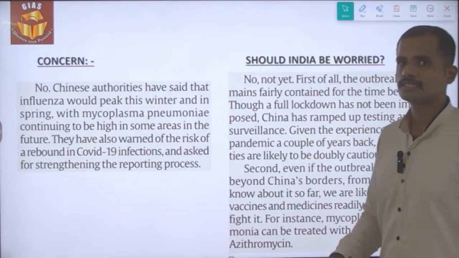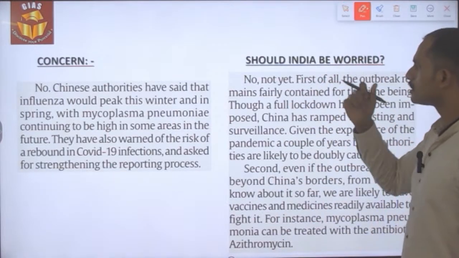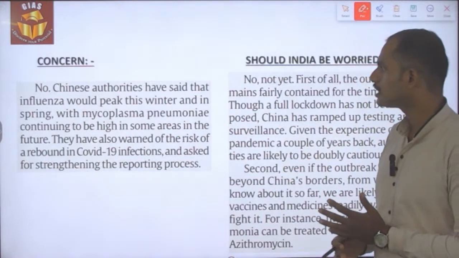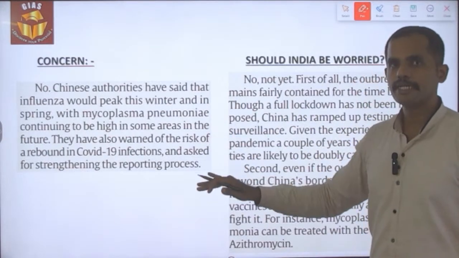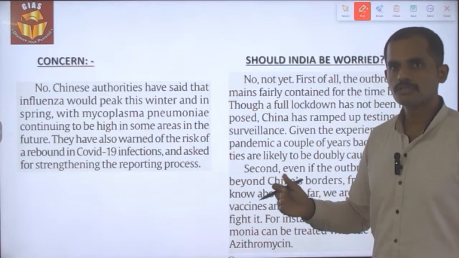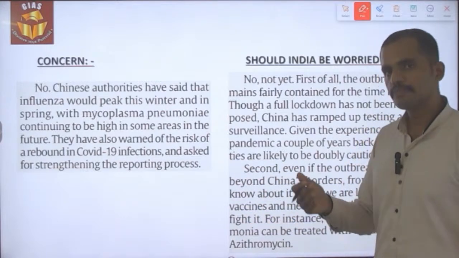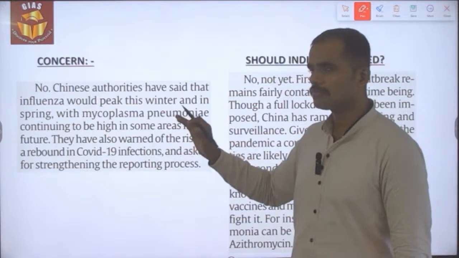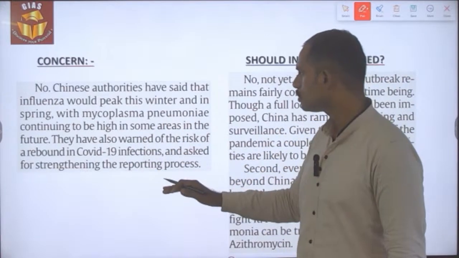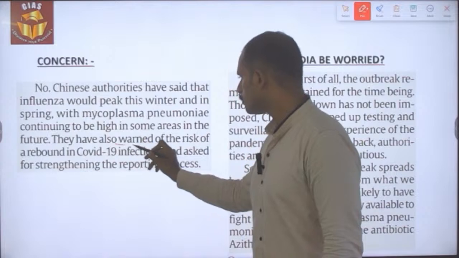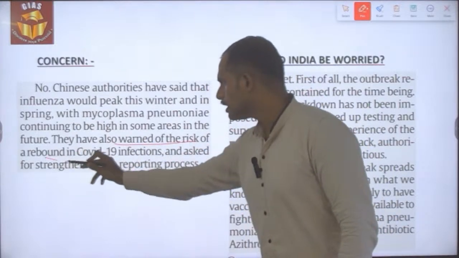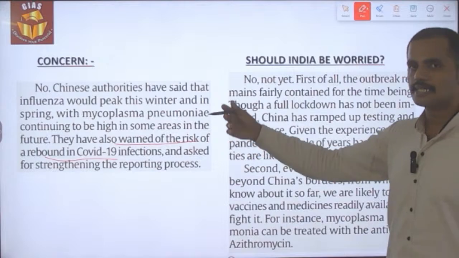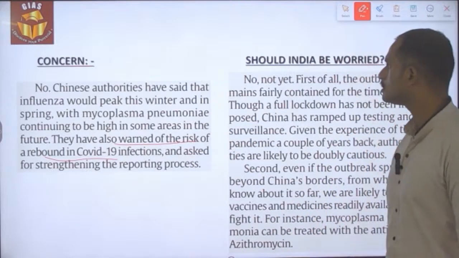So what is the concern is that, see, the Chinese authorities are saying that influenza will be peaking in the winter, but they do not know when it will be settling down. It may also be prolonging into the future. The cases may also prolong into the near future, and at the same time they also warned of the risk of a rebound of COVID-19. So this is the concern that has been raised by the Chinese authorities themselves.